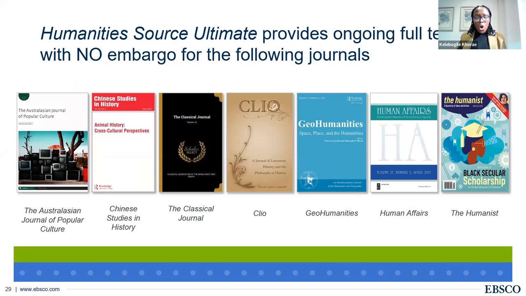These are some of the top journals that are included in Humanities Source Ultimate, and they do not have any embargo. Lebo emphasized how important it is for students to get access to content. Sometimes you try to search for something and then you find out there's an embargo. With the titles that have no embargo, you will not have a problem.